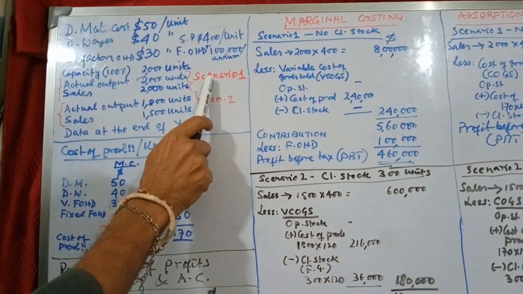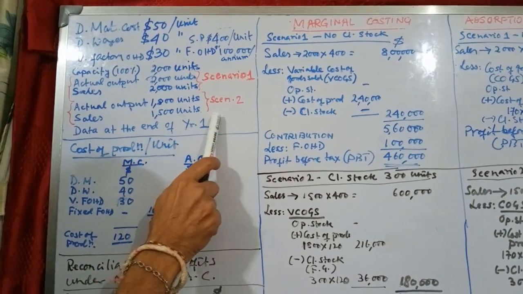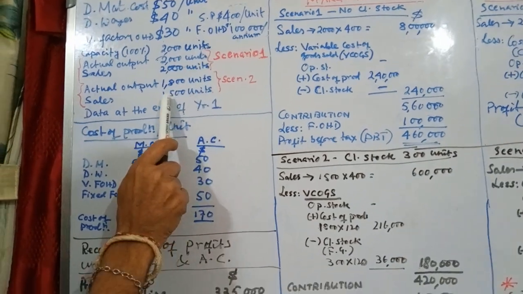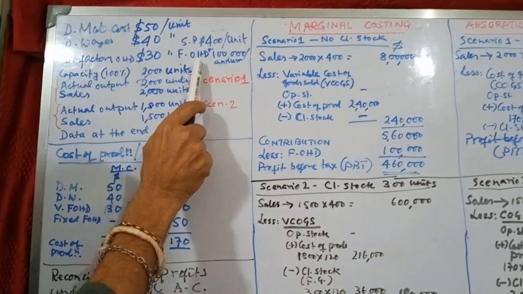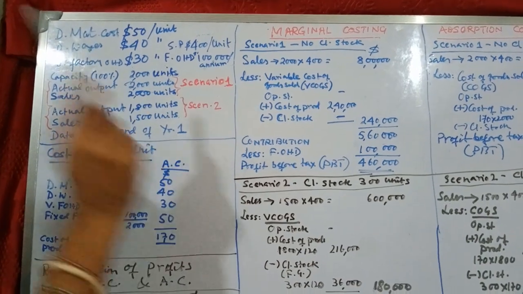In scenario 1 there is no closing stock. In scenario 2 there is closing stock of 300 units. In scenario 1 there is no opening stock. In scenario 2 there is no opening stock.